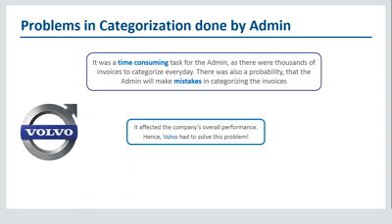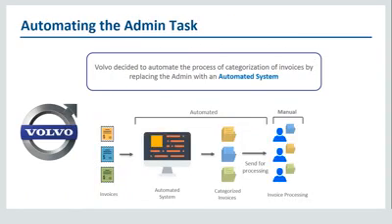A machine can never be tired. It can do the same work with the same efficiency 24/7. And that is why we leverage the power of machines. So like I said, it was a time-consuming task for the admin, and this had to be automated. So what Volvo did was they automated the administrator part of the work.